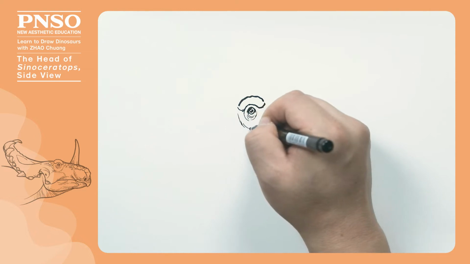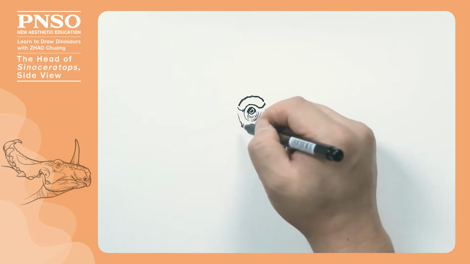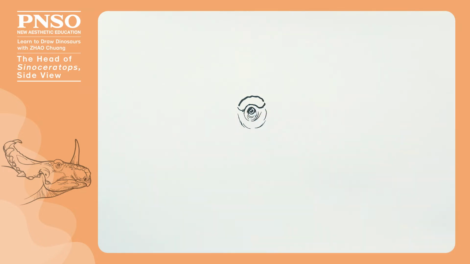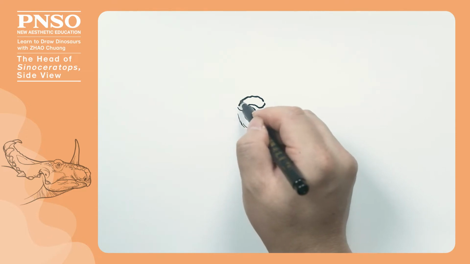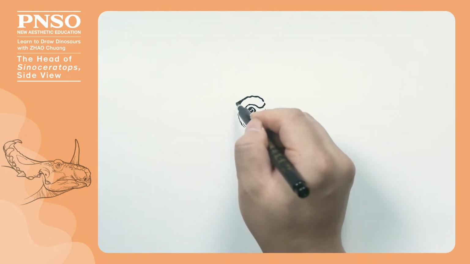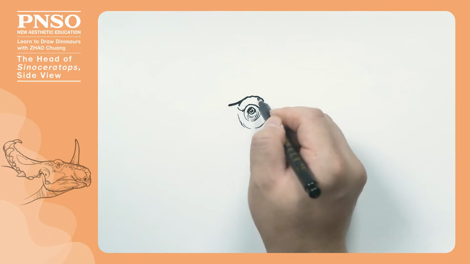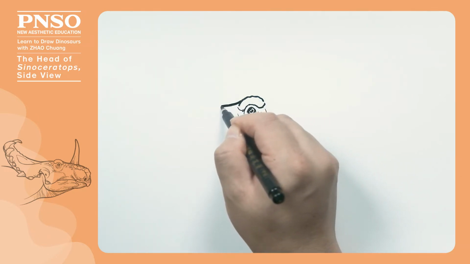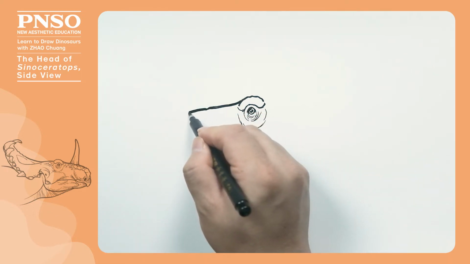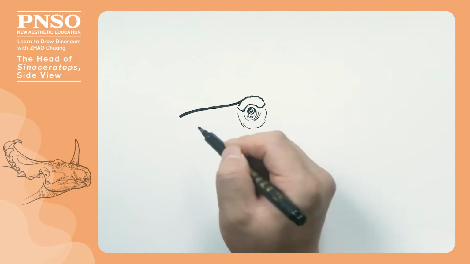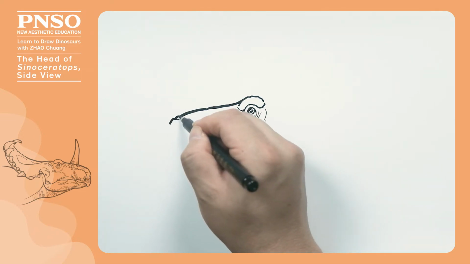The top of Sinoceratops' head was very straight, so we draw a relatively straight line from the eye and extend it to the nose. Unlike most ceratopsians, which had their nasal horns located rather forward on the nose, its nasal horn was at a relatively rear position.